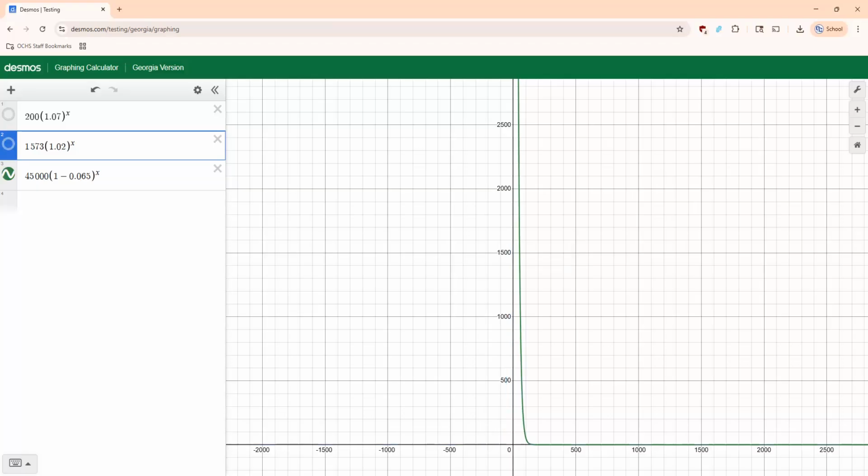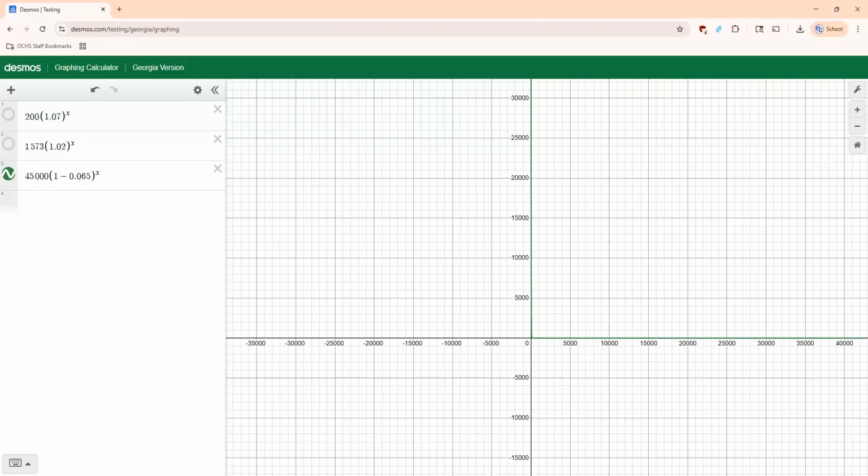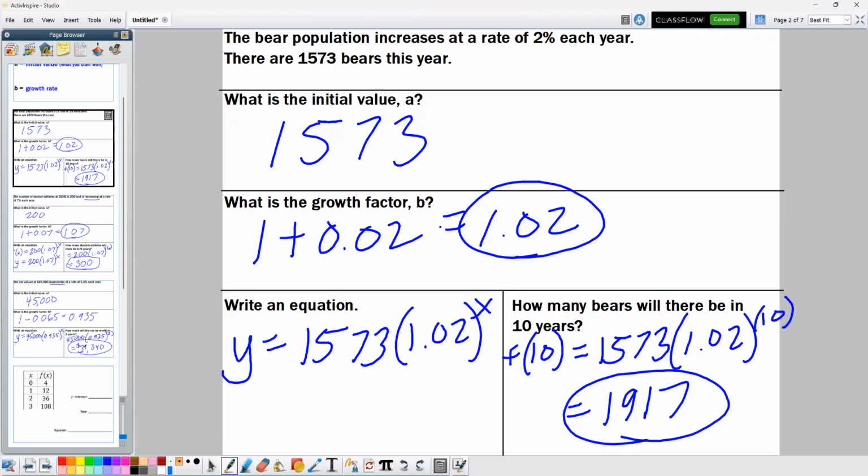If I were to ask, how much was my car worth to start with? Look at this. It's a decay graph. It's going down the roller coaster like that. Car was, what, 45,000? I've got to zoom way out for this one. Right there. Is that my y-intercept? Look at that. Okay, let's go back over here.